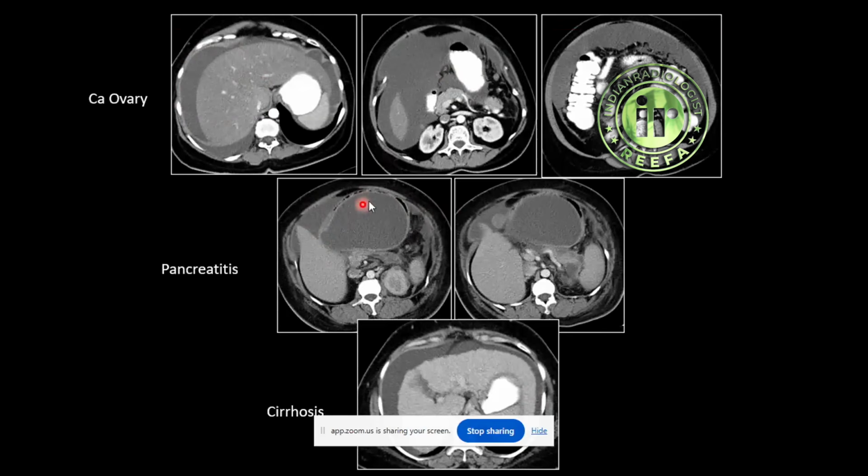And this is a patient with cirrhosis. Note the nodular surface of the liver, the enlarged left lobe and the caudate lobe. And while you see ascites in the greater sac, you see absolutely no fluid in the lesser sac itself.